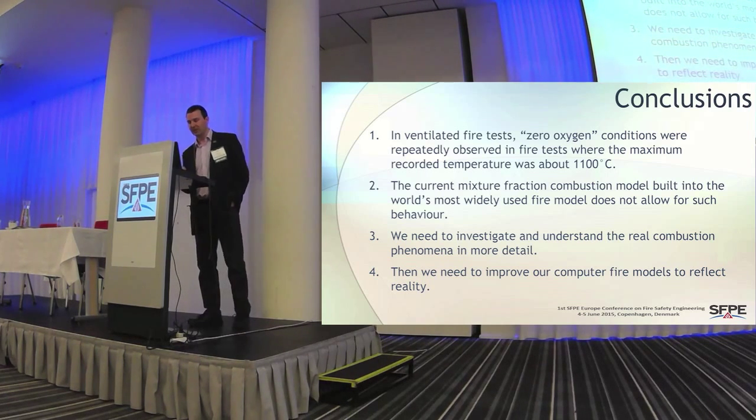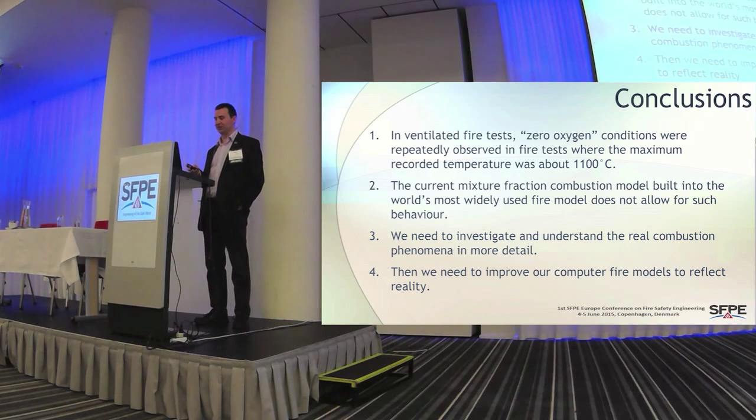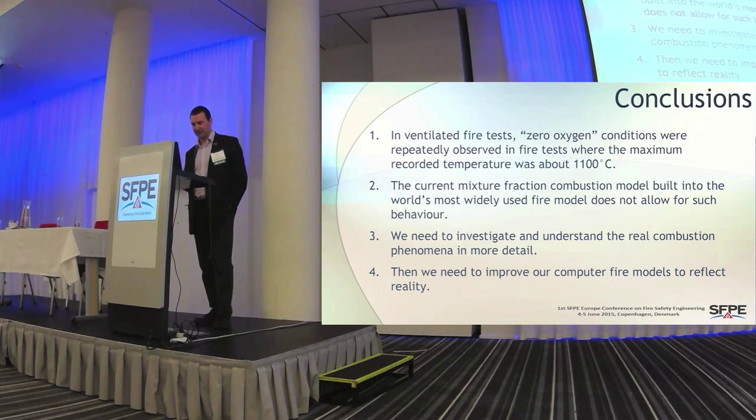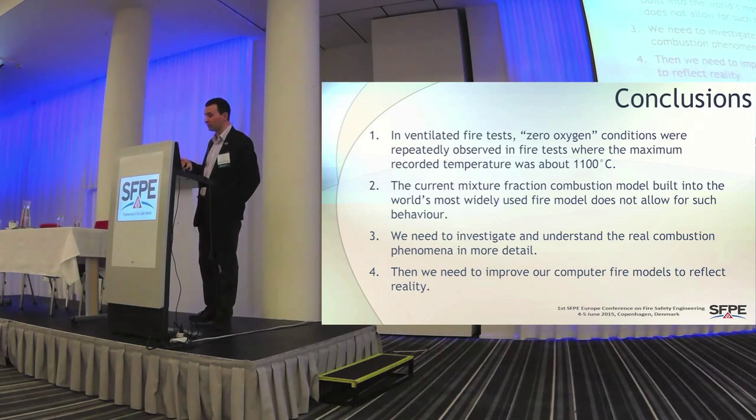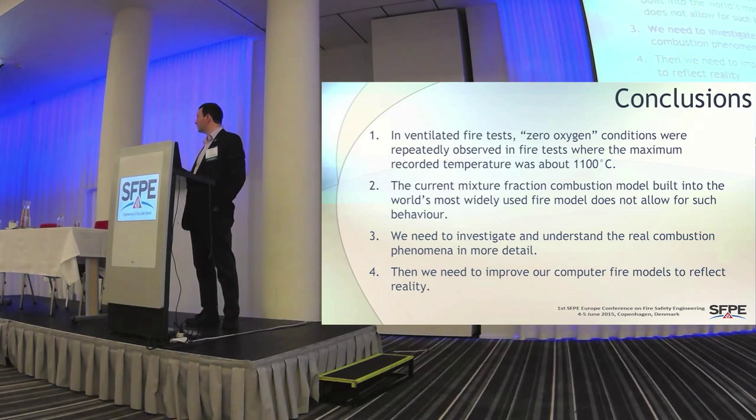That might be the case, although conversations I've had with some of my colleagues that have done compartment fires, again, they've seen compartment fire tests with 0% oxygen in the outflow when they didn't have forced ventilation going in and temperatures again about 900, 1000, 1100 degrees. But we need to understand what's going on there. And then, and only then, can we actually put a new model, a new submodel into CFD codes like FDS that actually better models reality.